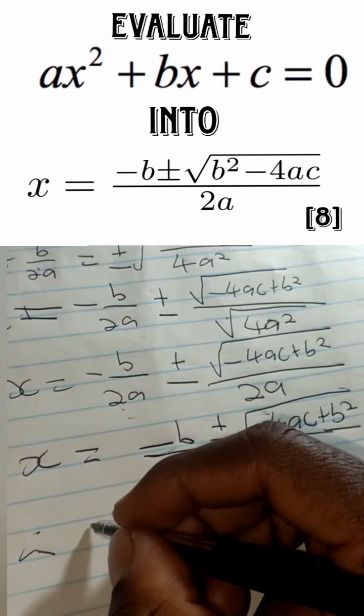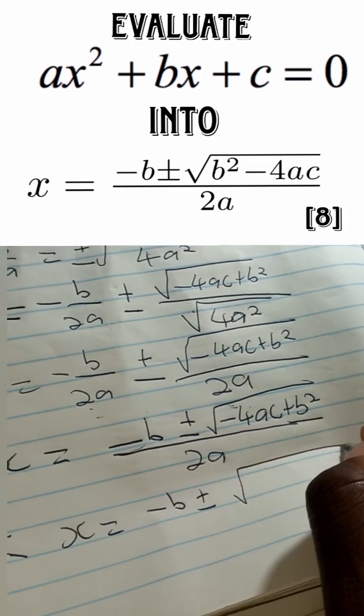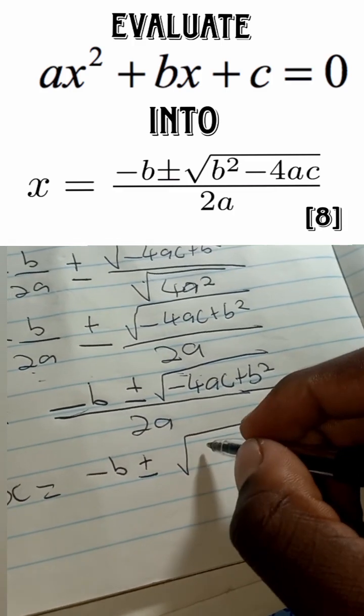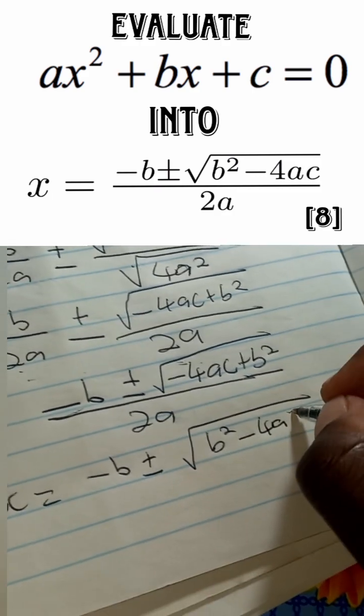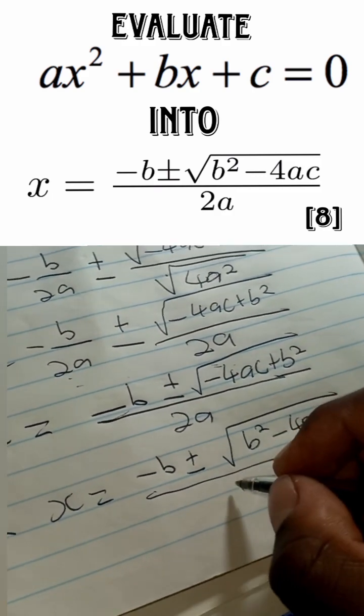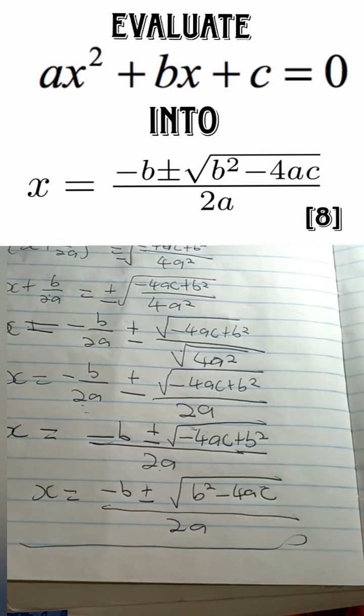Therefore x equals minus b plus or minus the radical of b squared minus 4ac, all divided by 2a. Then it's proven. That's how we prove it.